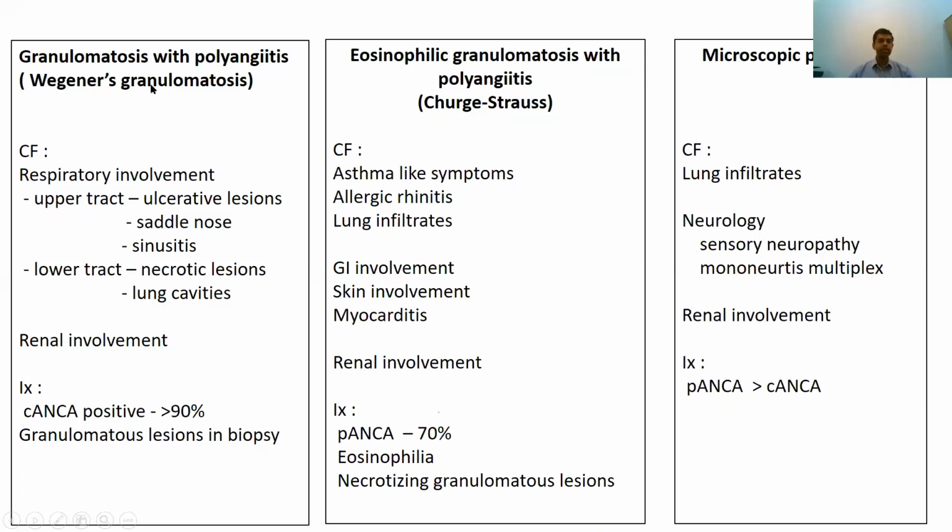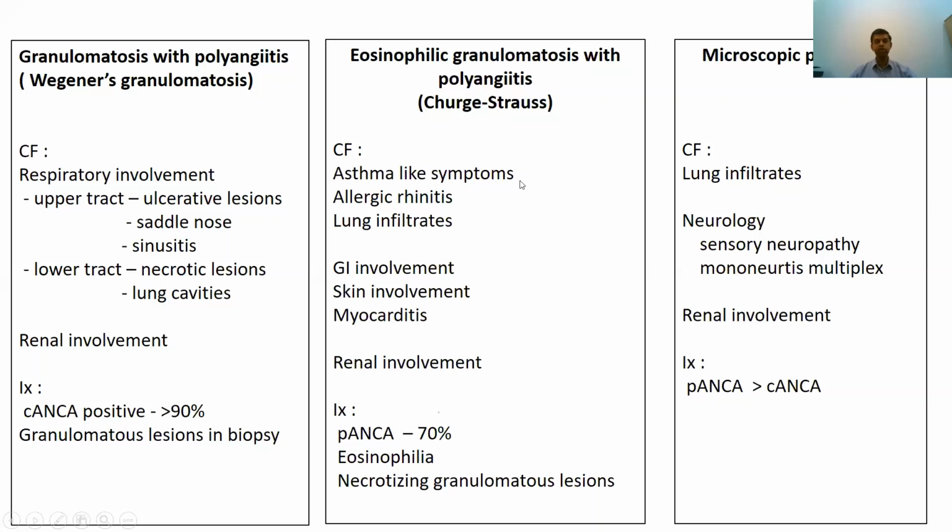Clinically, in Wegener's granulomatosis, you have respiratory involvement predominantly, where it can affect the upper respiratory tract as well as the lower respiratory tract, and you will have renal involvement. When you do the investigations, the C-ANCA is positive in more than 90% of these patients. And if you do biopsies, you will see granulomas, and that's why it's called granulomatosis with polyangiitis.